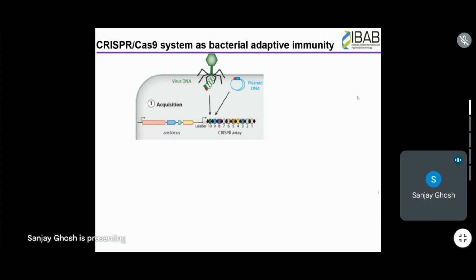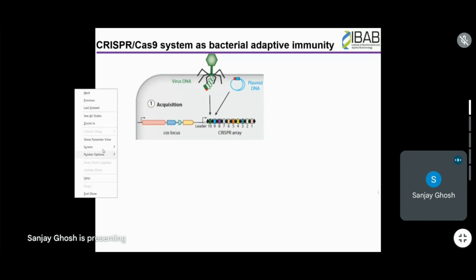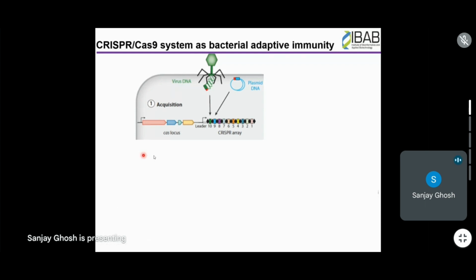But what some bacteria have evolved, I'll take the laser pointer maybe, and then that will be good. So what some bacteria have evolved is something called a CRISPR array.